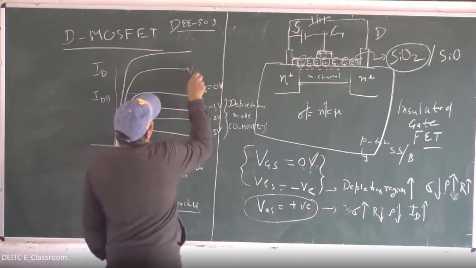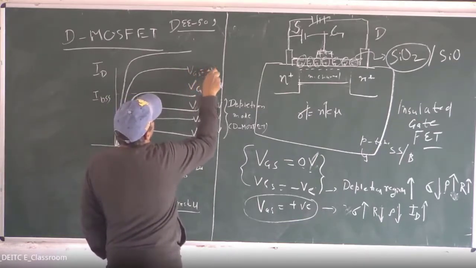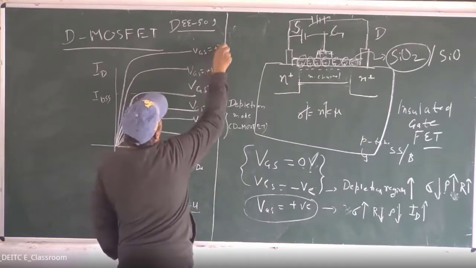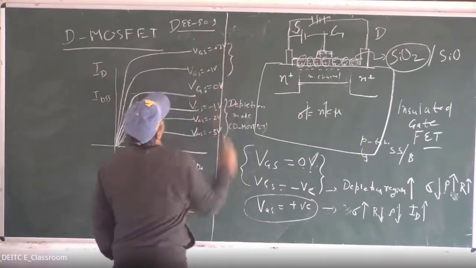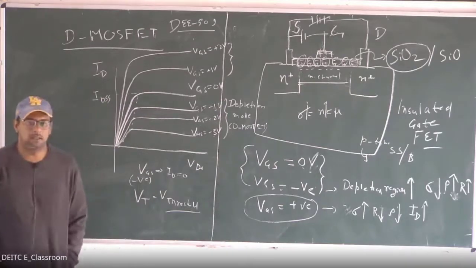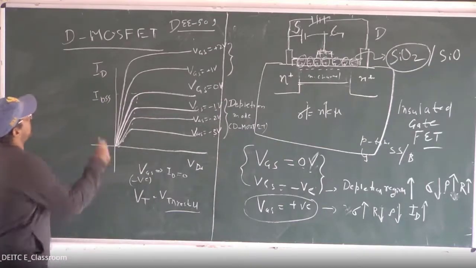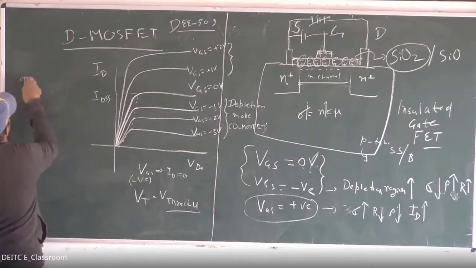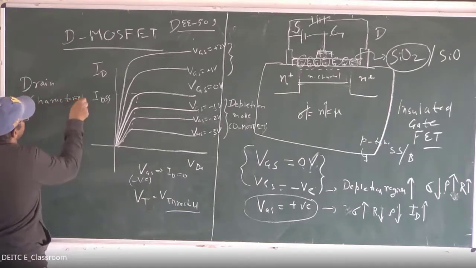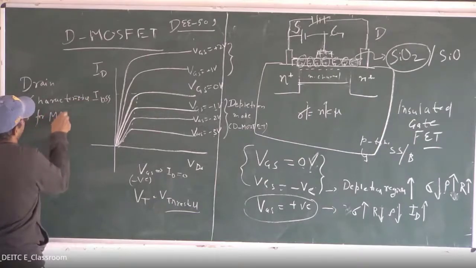So VGS is positive 1 volt, VGS positive 2 volts. So this is how we can increase the current. These are the drain characteristics of the MOSFET.